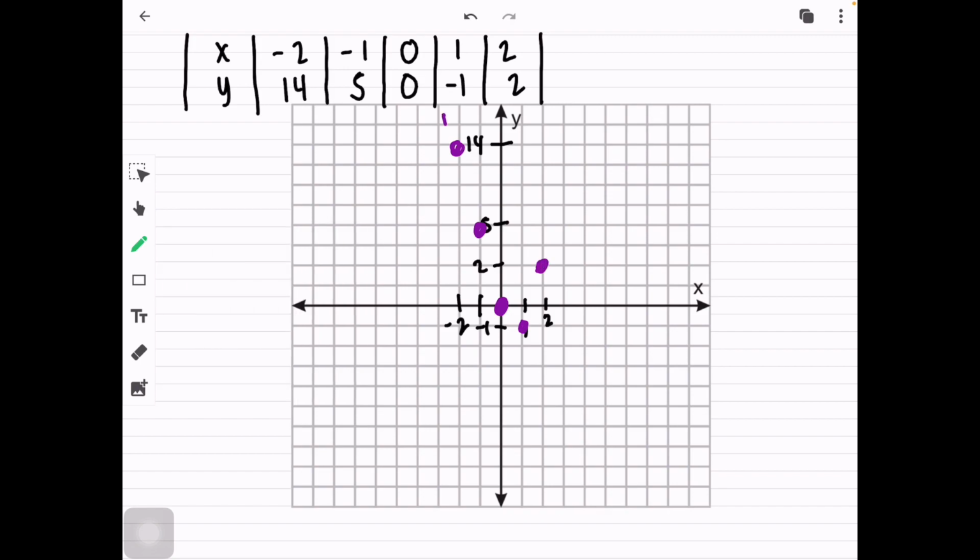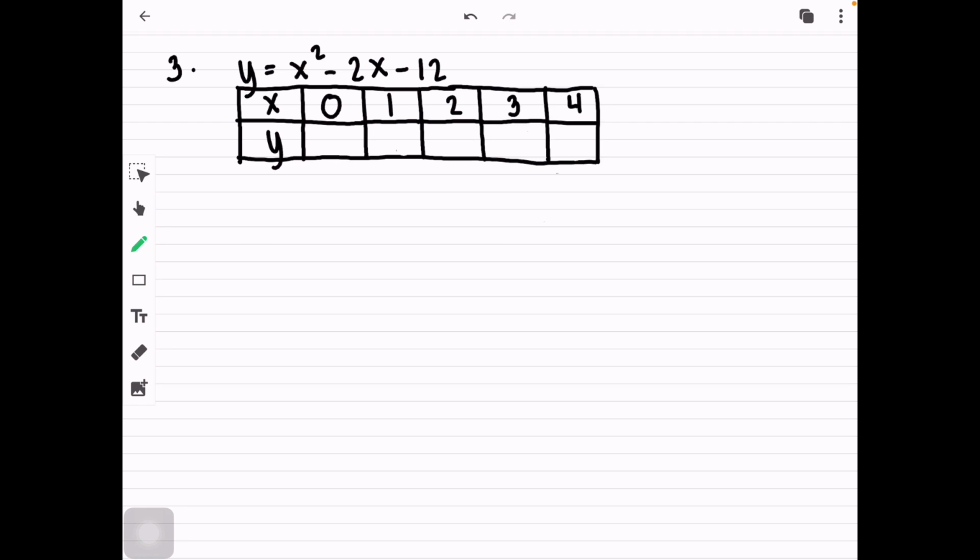Ngayon, i-connect lang natin lahat ng points para makagawa ng parabola. And this is our final answer. Ito yung graph ng ating second example. For our third example, y equals x squared minus 2x minus 12.